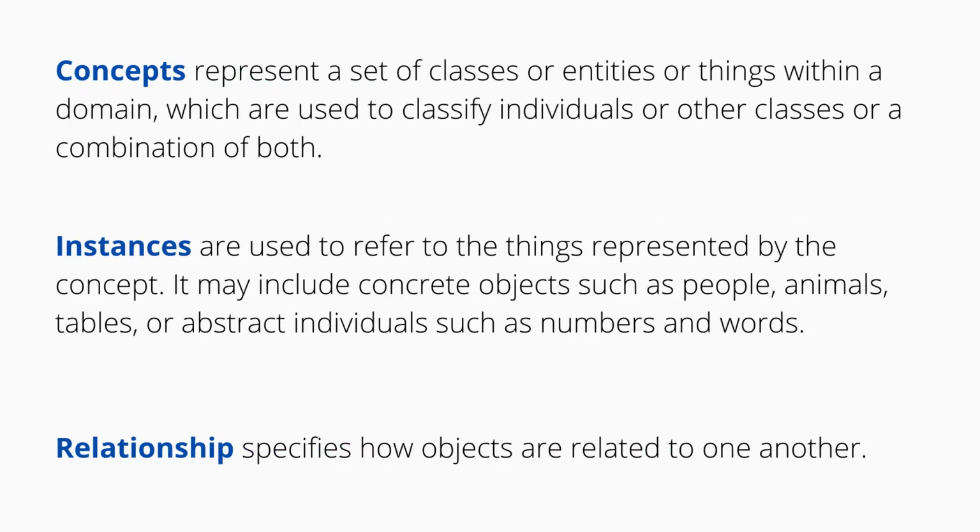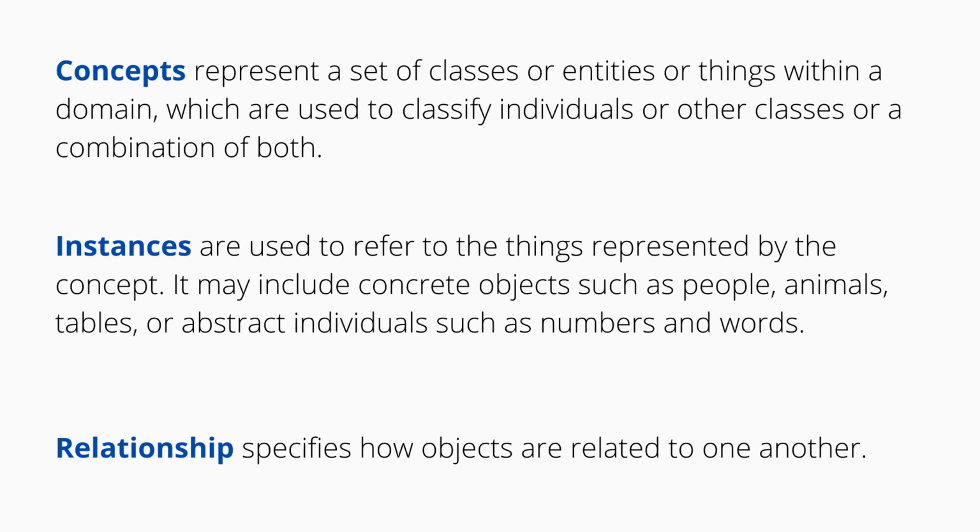A concept represents a class of entities or things within a domain. Classes may classify individuals or other classes or a combination of both. For example, consider car, which is a class of all cars or an abstract object that can be described by the criteria of being a car. Another example is thing, which is a class of all things or the abstract object that can be described by the criteria of being a thing.